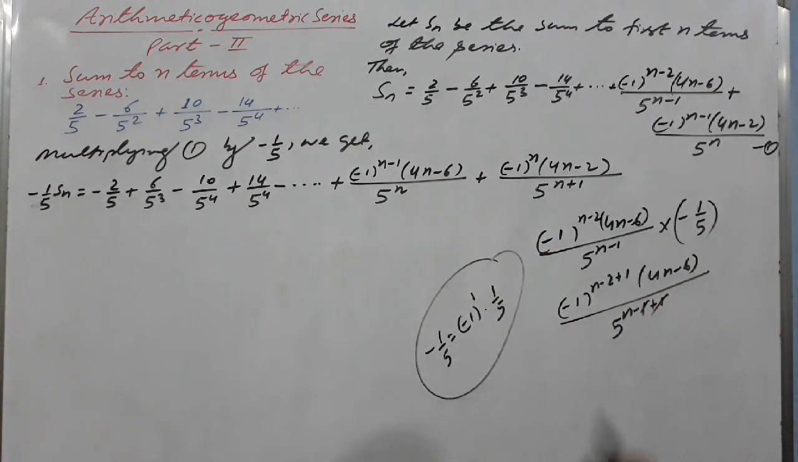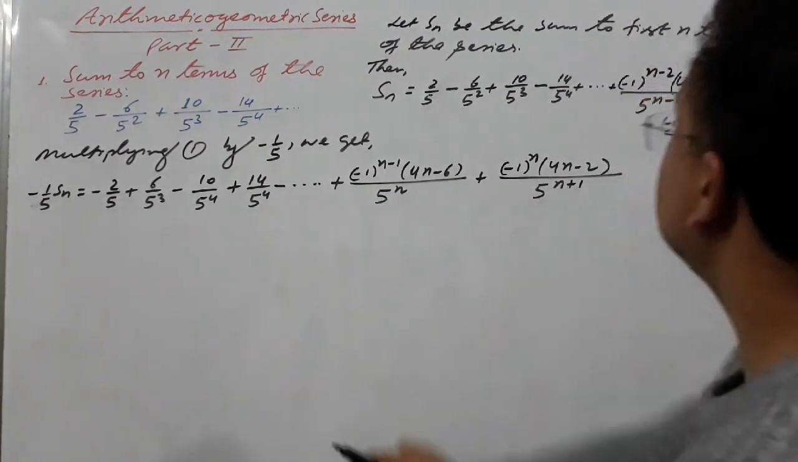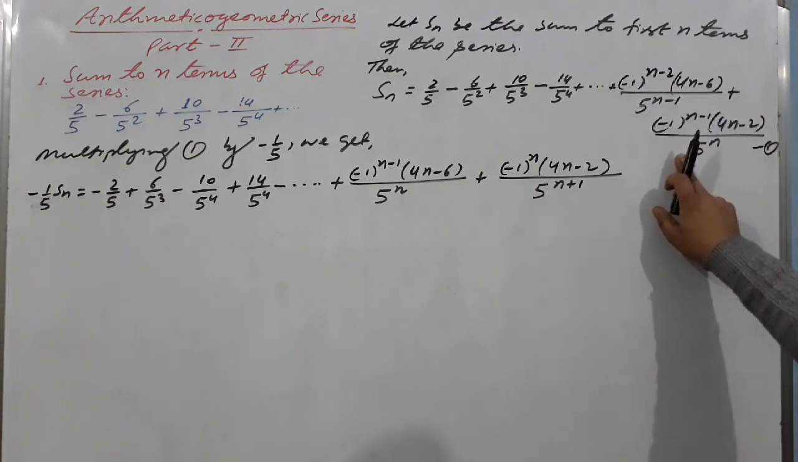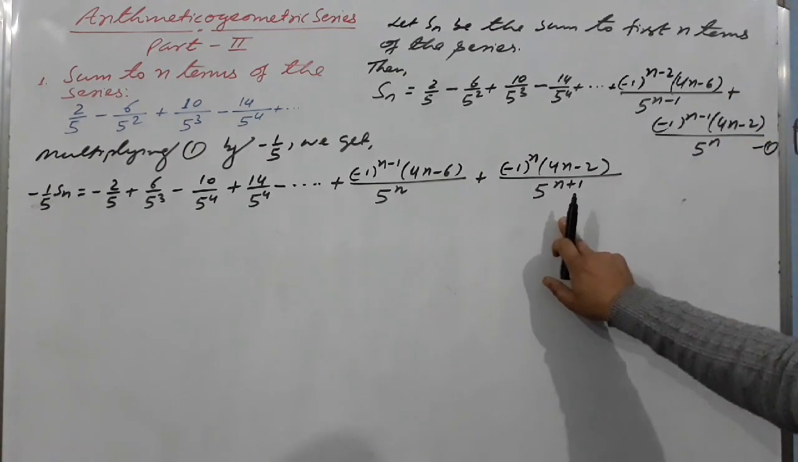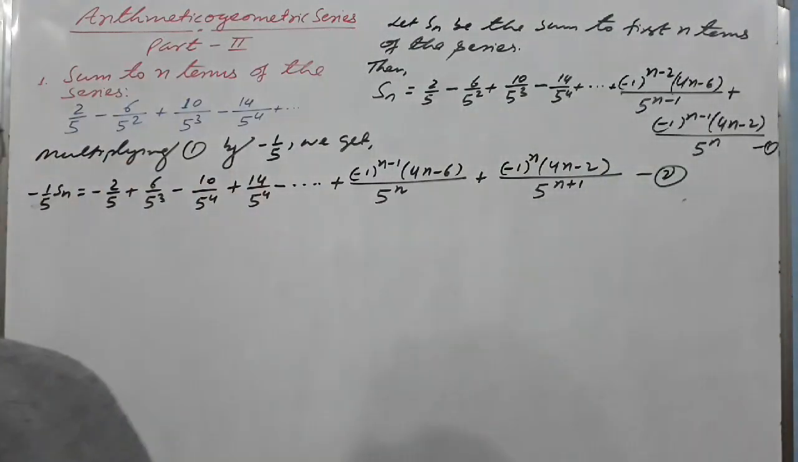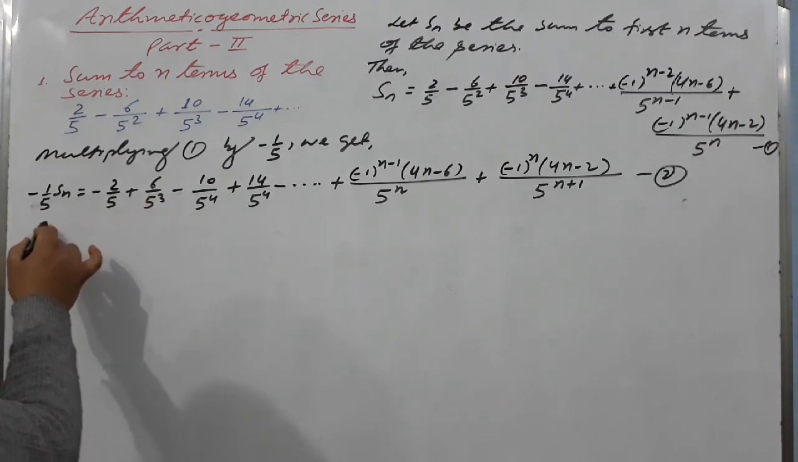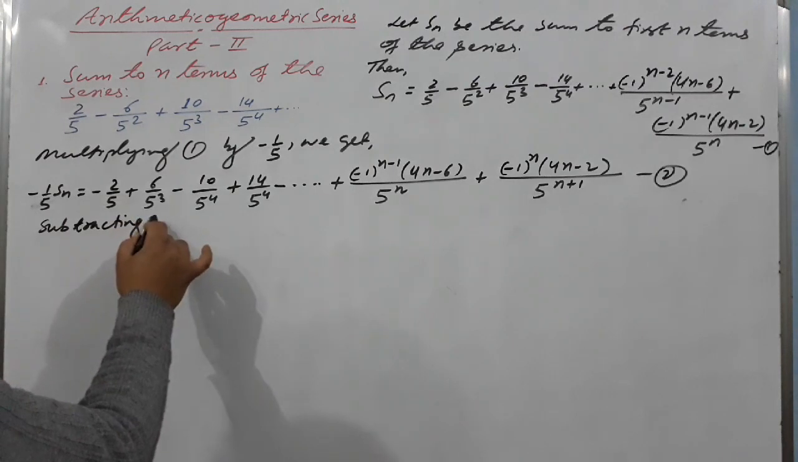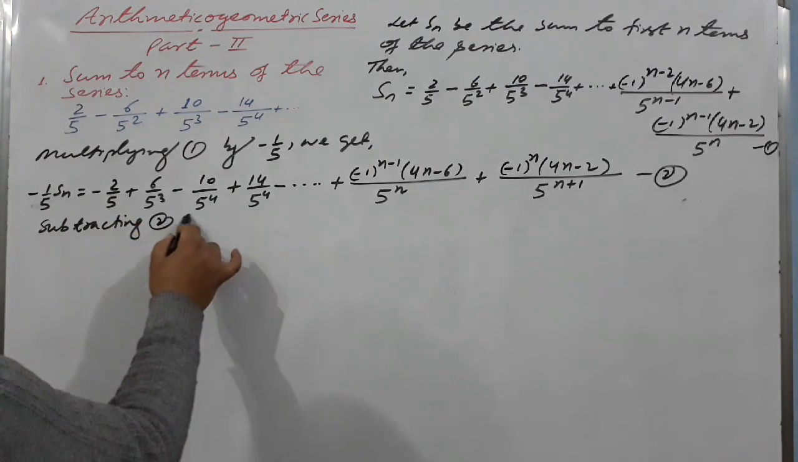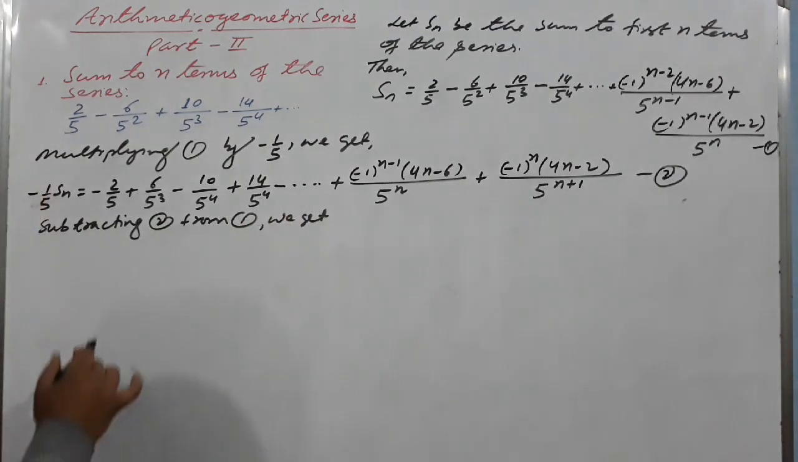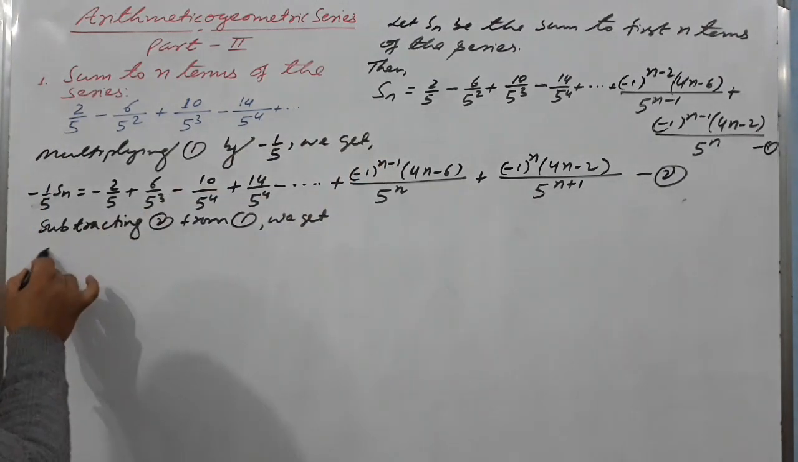Okay, now I think it is clear. And the same concept we have applied here. We have multiplied this also by negative 1 upon 5. After multiplying, we have got this step, right? And this is your second step. Obviously it's a little bit lengthy. Now subtracting the second from the first, we get, subtracting first means this expression as said.